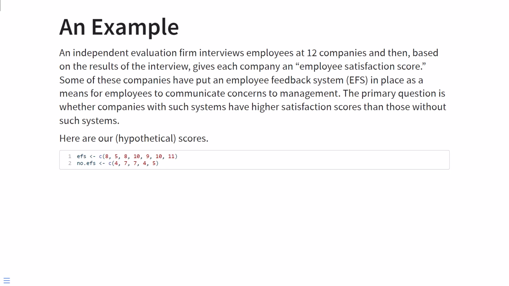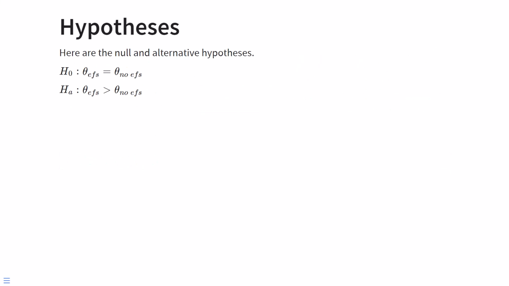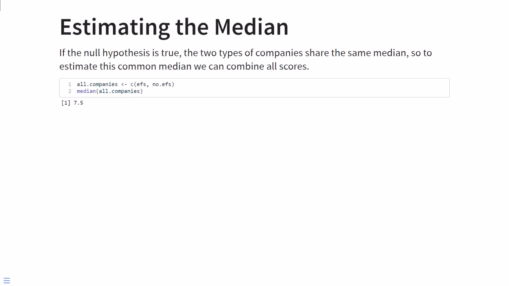Here are our hypothetical scores for the 12 companies. EFS represents those companies with an employee feedback system. No EFS, of course, means they do not have an employee feedback system. Here are the null and alternative hypotheses. The null is that the median for the employee feedback system, or EFS, is equal to the median for no EFS. The alternative is that the median is going to be higher for EFS than the median for no EFS. Now, if the null hypothesis is true, the two types of companies share the same median.